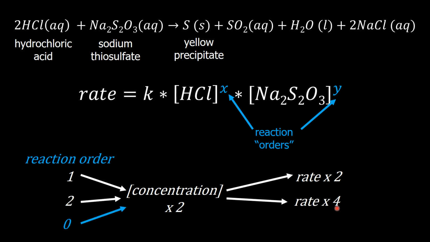Sometimes you can have a reaction order of 0. What that means is if you double the concentration, you're raising that factor to the 0 power. Anything to the 0 power equals 1. So the rate is going to be multiplied by 1. Whenever you multiply a number by 1, you don't change the result. So when the reaction order is 0, it means that changing the concentration has no effect on the rate.